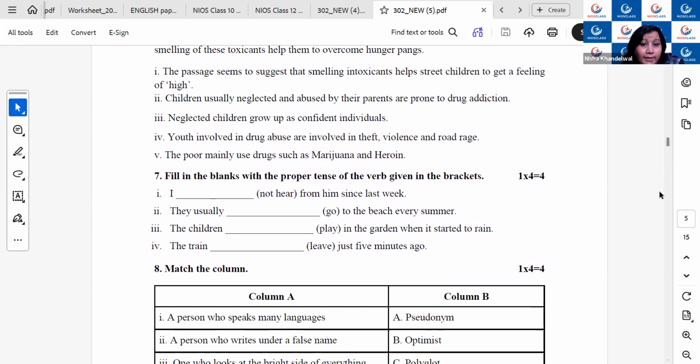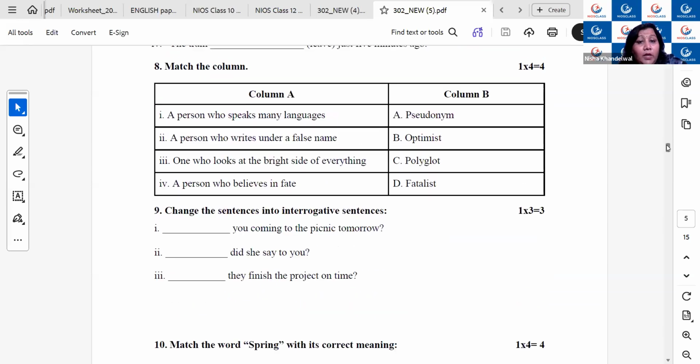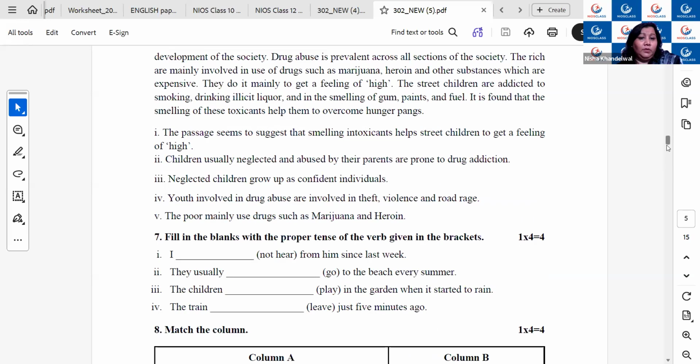Now next, this is tense. Now next is match the column. Next, interrogative sentences. Change the sentence into interrogative sentences. So what you need to write down is the WH word only. If you remember, 5 W's, 1 H: what, when, where, why, how, who. So you can write that down.